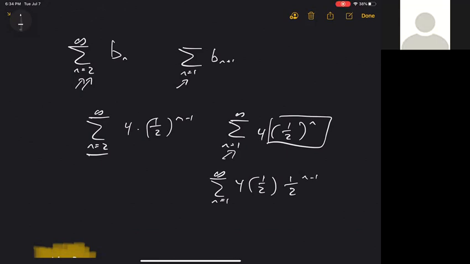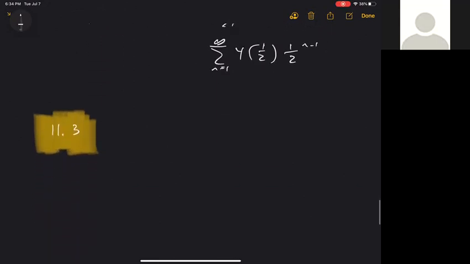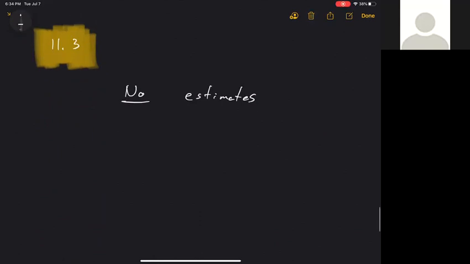11.3. So 11.3 is integral test, p-test, and estimating sums of the series. First of all, we don't have to estimate sums. So don't worry about estimating sums. What you absolutely have to know is p-test and integral test. And really the p-test is just a special case of the integral test.